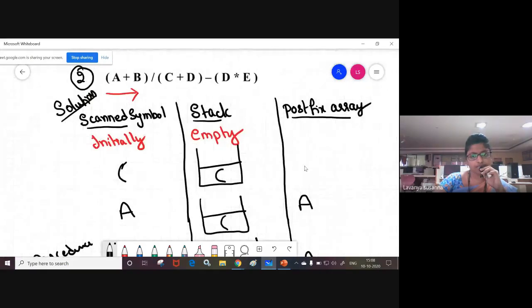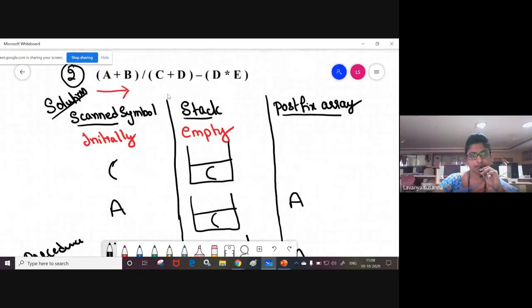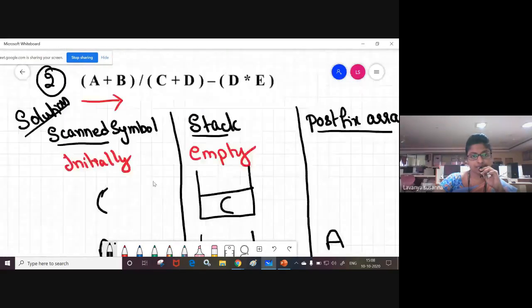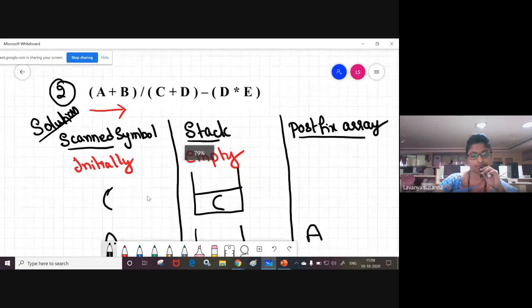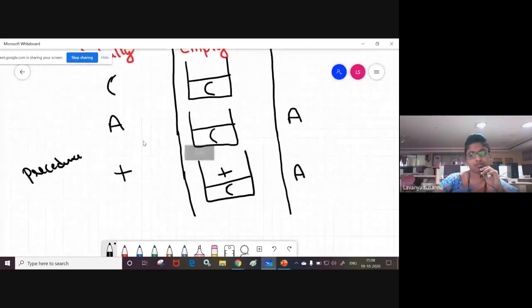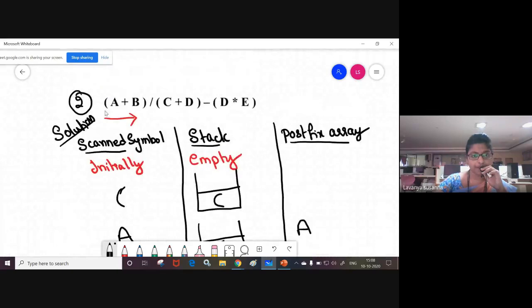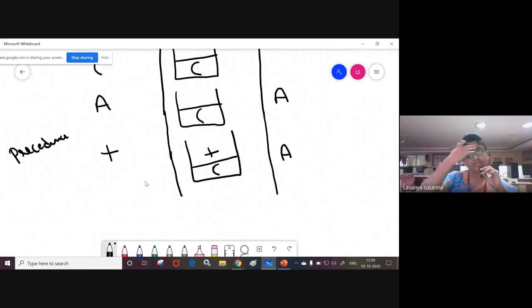Next operator. What is the next operator? Next one. See, plus is completed. B, right? What is the next scanned symbol? B. Next scanned symbol, you need to scan one by one. See here, bracket completed, A completed, plus completed. Next, what is the next scanned symbol? B. Next scanned symbol is B.